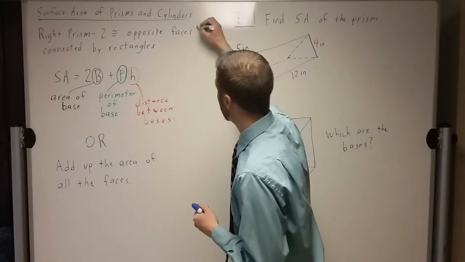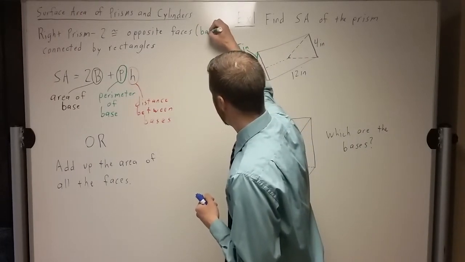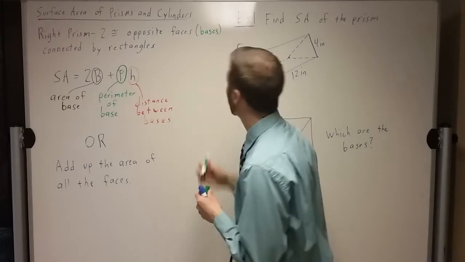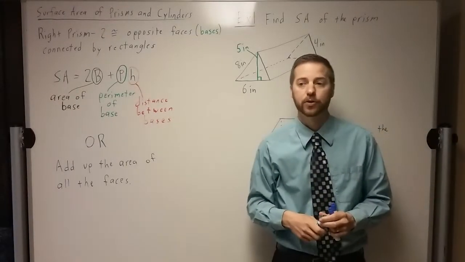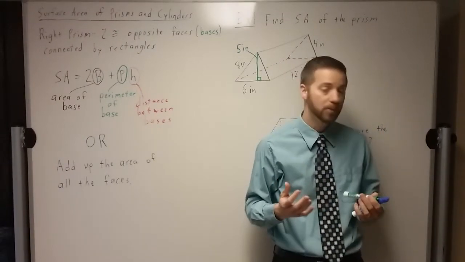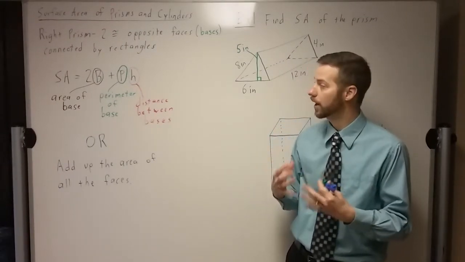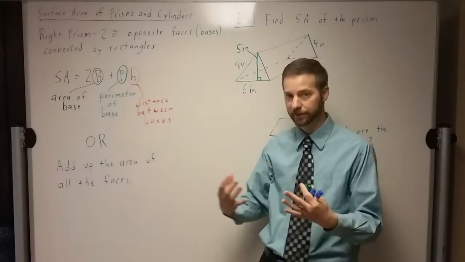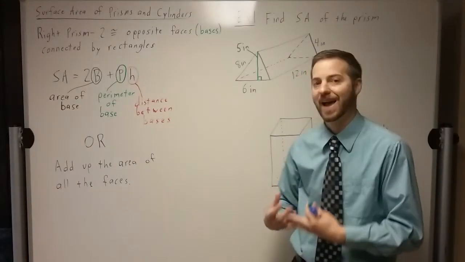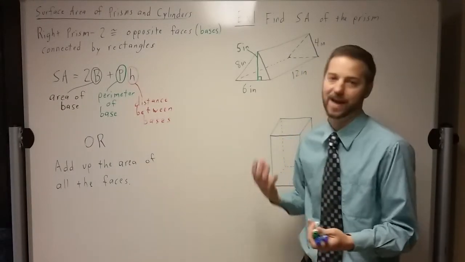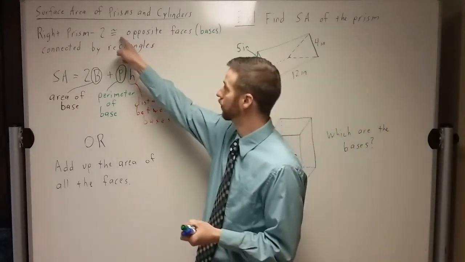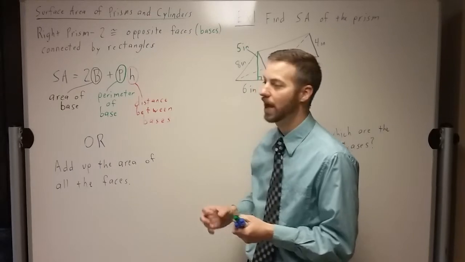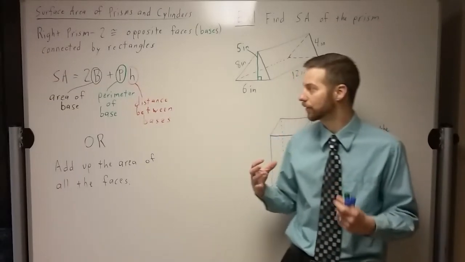These congruent opposite faces are what we call the bases. These could be different shapes. You could have a triangular prism, where the opposite faces are triangles, a rectangular prism where the opposite faces are rectangles, or a hexagonal prism where the opposite faces are hexagons. It could be a lot of different things for the bases, but they have to be congruent opposite faces, and it has to be rectangles connecting those.